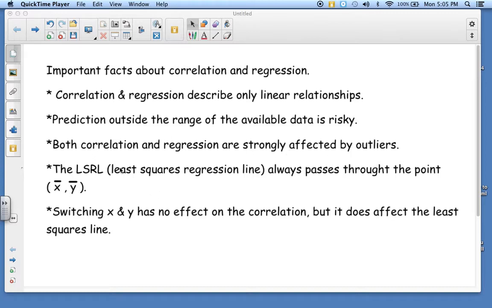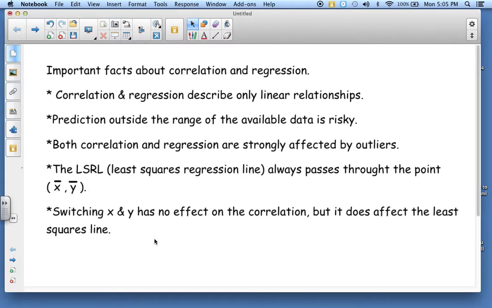And the least squares regression line, the LSRL, that's your line of best fit, always passes through the point x bar, y bar. I should put that it also passes through the y-intercept, so 0, a. Whenever you figure out your LSRL, always plot your x bar, y bar point, as well as the y-intercept, and then connect the two. And then finally, switching the x and y will have no effect on the correlation, but it does affect the least squares regression line.